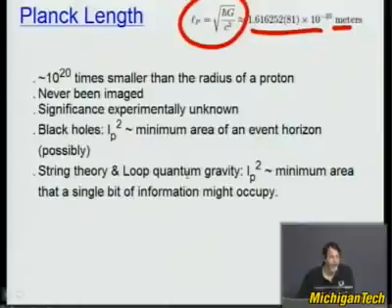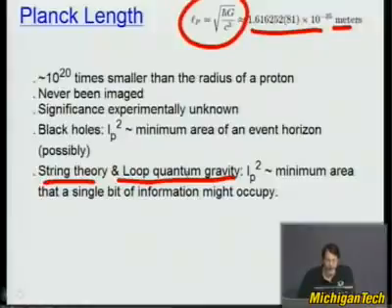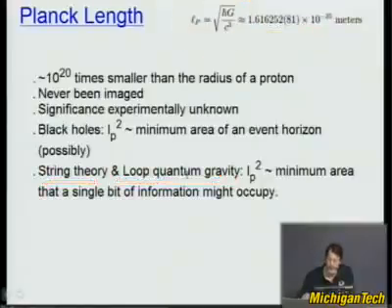However, it's thought a lot about in high energy physics and particle physics, and black holes might have a minimum area of an event horizon on the order of the Planck length squared. What happens then, no one's sure because quantum mechanics becomes dominant. Also, when you get into string theory and loop quantum gravity, of which I am neither a string theorist nor a loop quantum gravitist, it's possible that the minimum area that a single bit of information might occupy could be the Planck length squared. So here we're getting into the smallest fundamental distance scales.